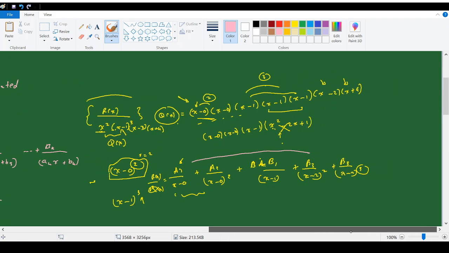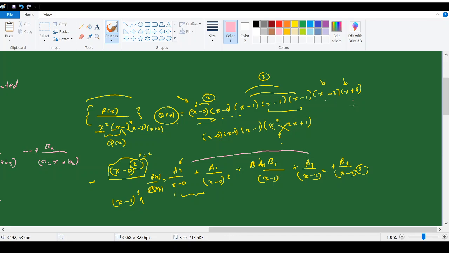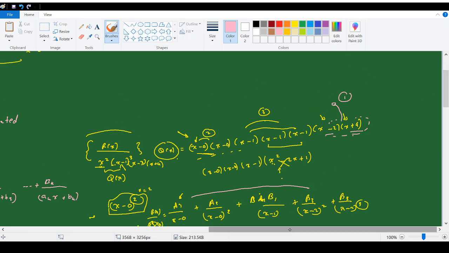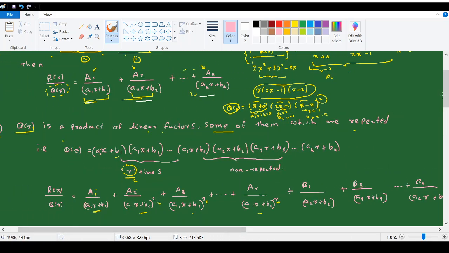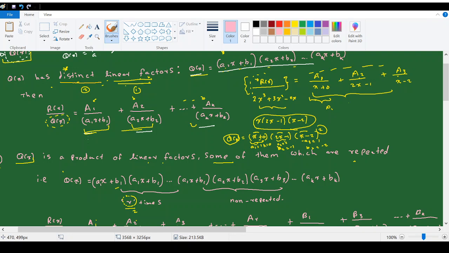we have to cater to these two individual linear factors also. And since these two individual linear factors are not repeated, it falls under the first category. What does the first category say? For the distinct linear factors, we will have this format, right?